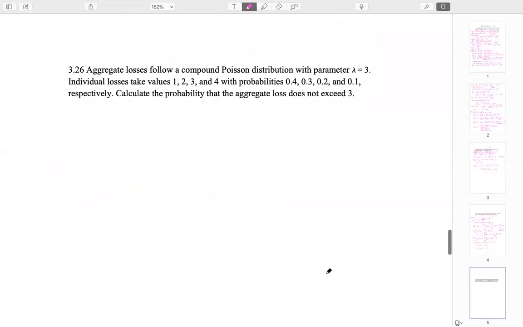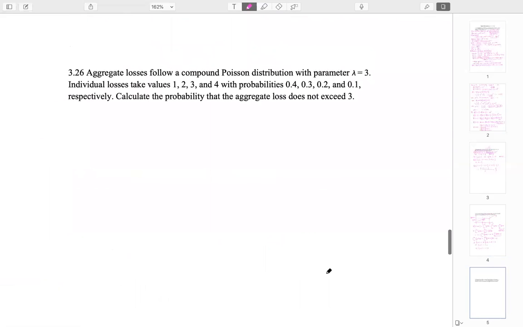What's the last one? The last question is 3.26. Aggregate losses follow a compound Poisson. So it's a collective model with parameter lambda equals 3. Individual losses take only 4 values. So it's a discrete distribution. Calculate the probability that the aggregate loss does not exceed 3.